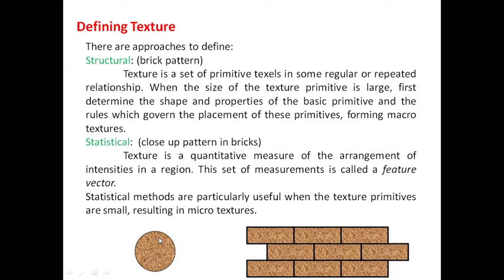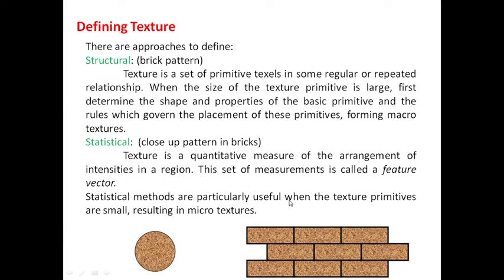And what is the statistical definition? A texture is a quantitative measure of the arrangement of intensities in a region. This set of measurements is called a feature vector.